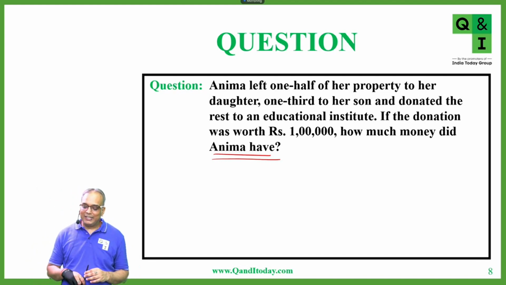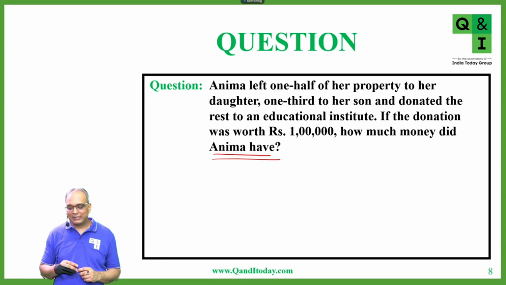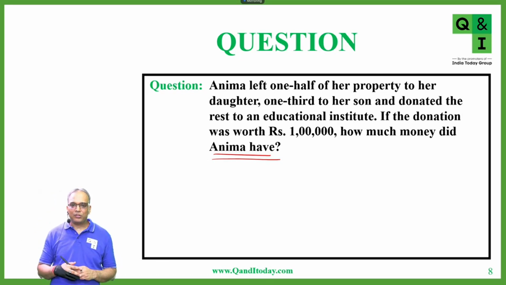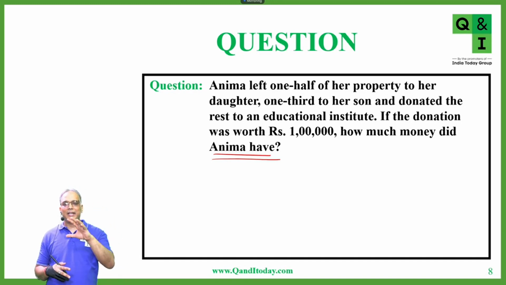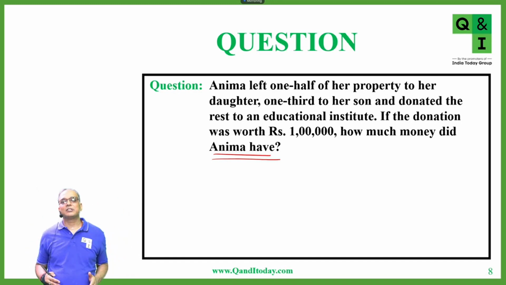So she left one half of her property to her daughter. That means X by 2 amount was given to the daughter. One third to her son, so X by 3 to her son, and donated the rest. What is the rest amount of money we will have to calculate? So X by 2 and X by 3 she has already spent. So the total amount was X, and X minus the summation of X by 2 plus X by 3 is going to give you the remaining amount. Correct?